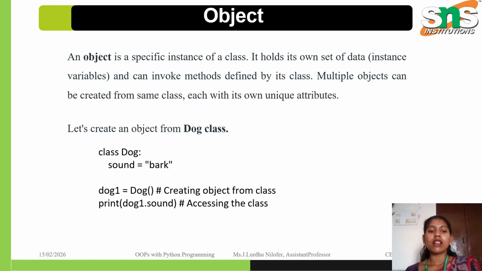Then we create an object: dog1 equals Dog. Dog is the class, and we call the class. This is creating an object from a class. Next, we print the object's attribute, accessing the class: print dog1 dot sound. Sound is an attribute. So the output of the program is bark.